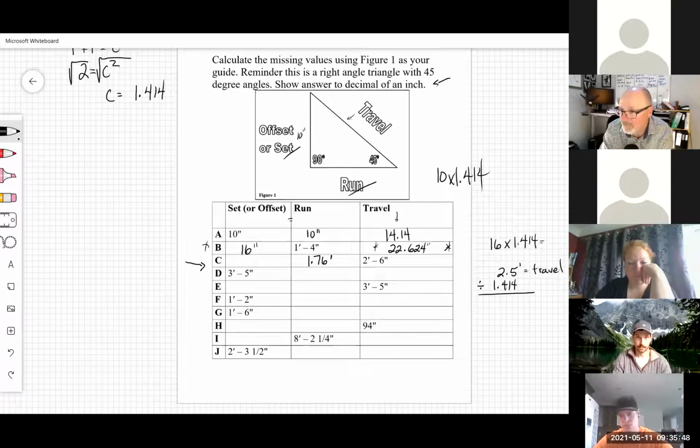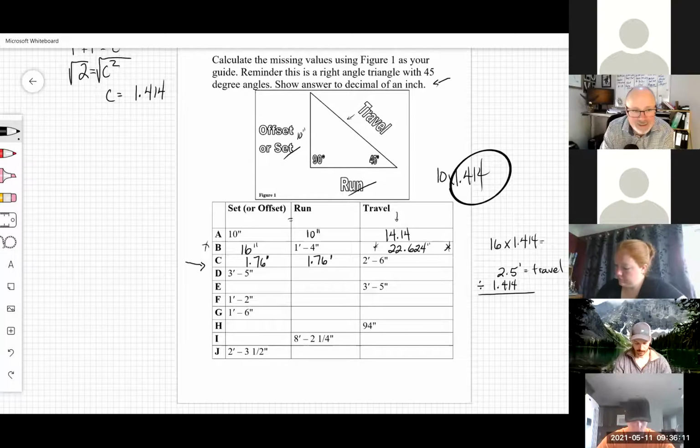Is everybody with me? I'm not worried about breaking it down to inches and fractions of an inch right now. This is not my biggest concern. What I want to do is just get you into the feeling of this number. The 1.414 is exactly what I'm trying to do.